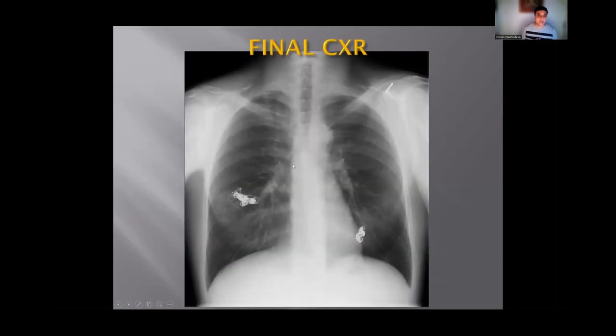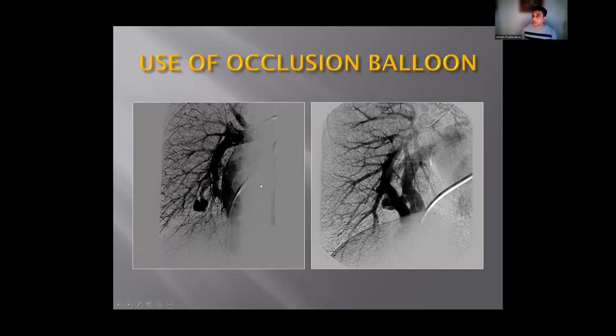Okay, and this is what an X-ray would look like after somebody had embolization of their AVMs. So this patient had AVMs in both lungs. Each of them was treated. Okay. Now there are newer techniques or different techniques that have been described.